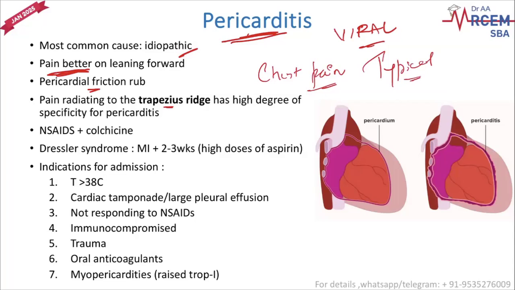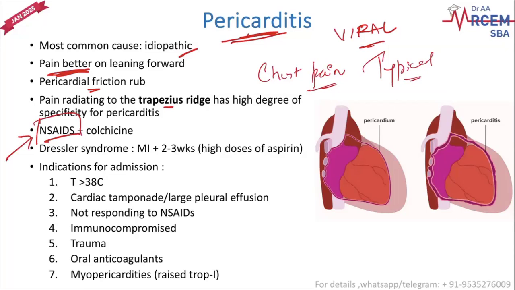What do you do for the treatment of these patients? NSAIDs are the mainstay of the treatment, non-steroidal anti-inflammatory drugs. This is an inflammation, so you give anti-inflammatory drugs. NSAIDs work wonders here.